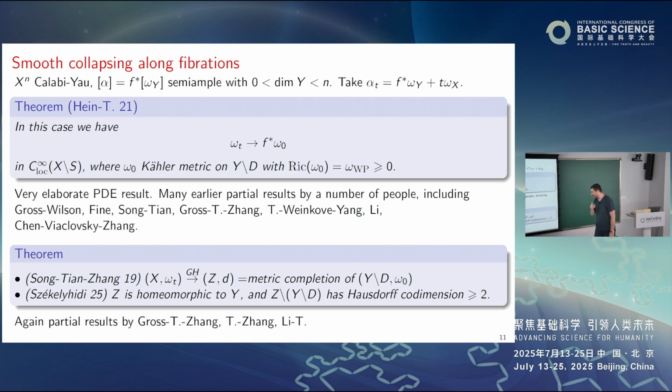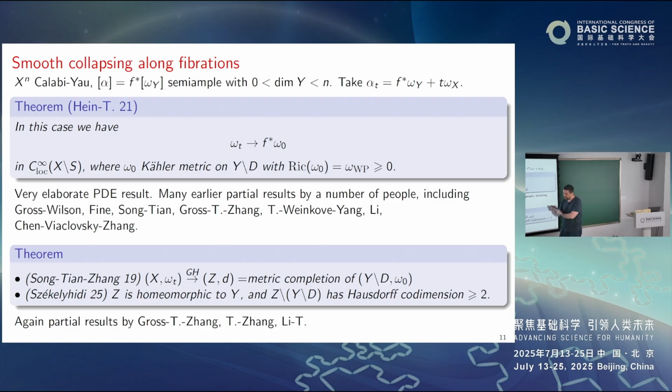So this is related again to Booth's question. I take this, this is alpha, the limiting class, and then I add t times omega x. So just approach along a segment. If you do this special segment, then I proved a few years ago with Hayo-Hein that you do have smooth convergence of the metrics.